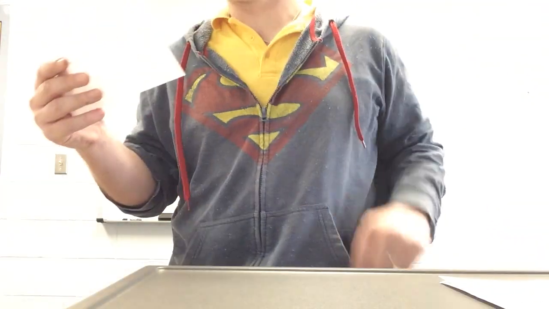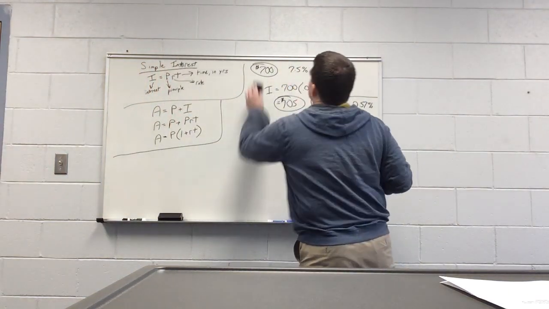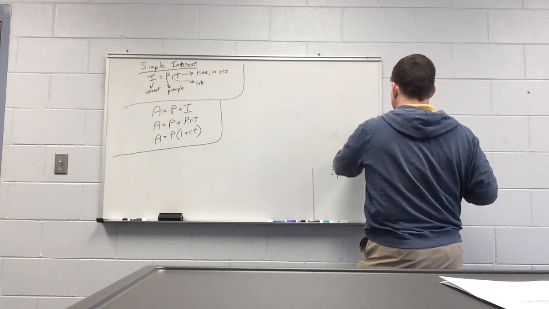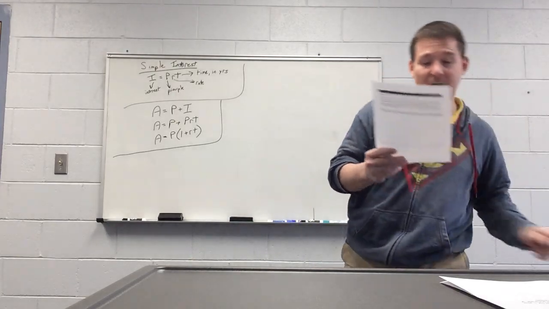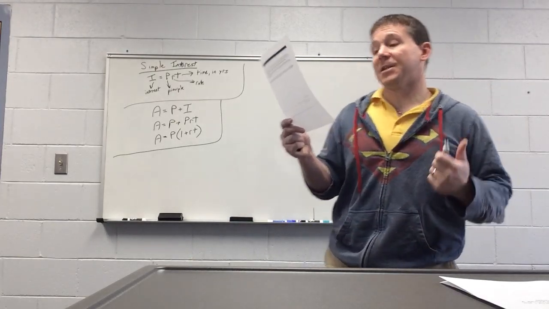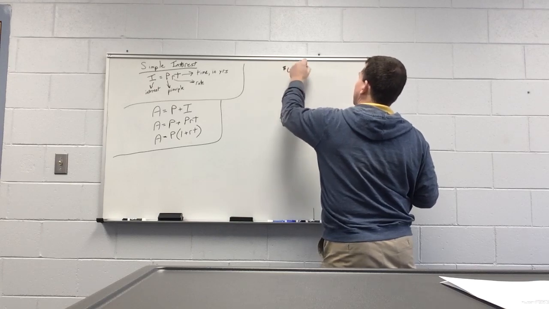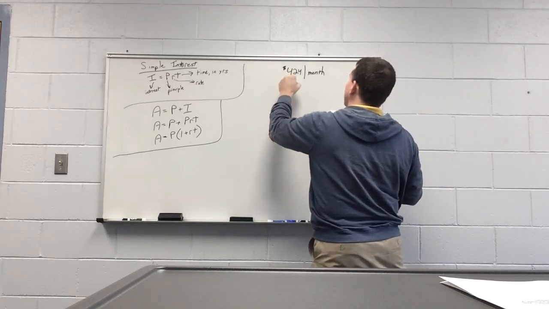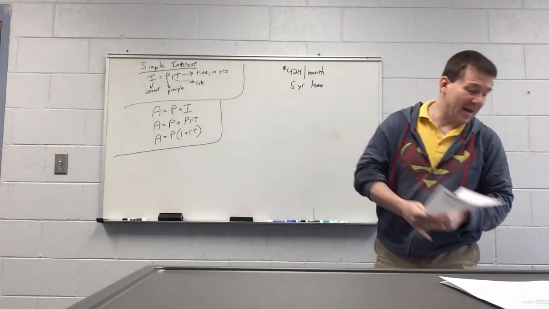I'm also going to give you this, but this is just more practice with word problems on these simple interest things. So really quickly, there's my marker. Example 1. Jason's car payment is $424 per month. His loan is a 5-year loan. What is the total amount that Jason will pay?